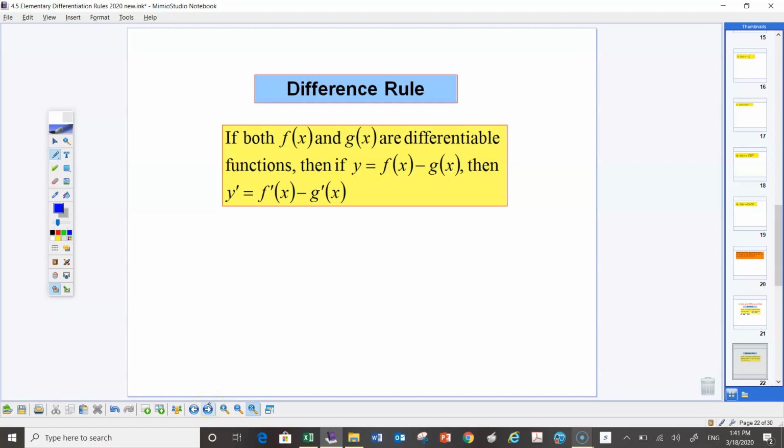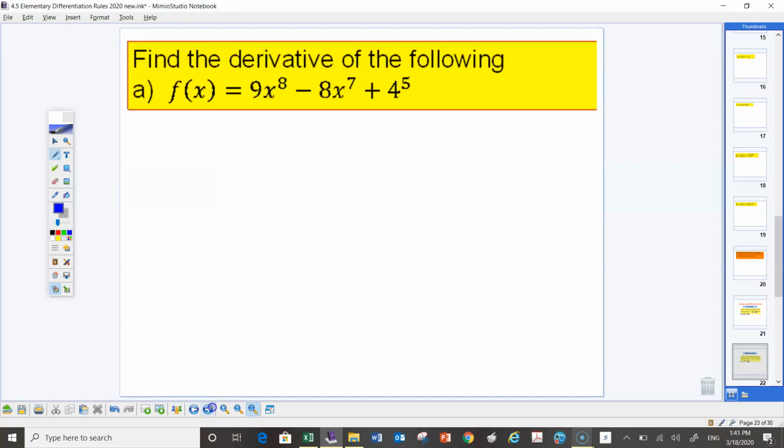Similarly, if two functions are being subtracted, then y prime would be the derivative of f minus the derivative of g. Let's take a look at a specific example. In our first example, we have f of x equals 9x to the 8th minus 8x to the 7th plus 4 to the 5th. We want to find the derivative.